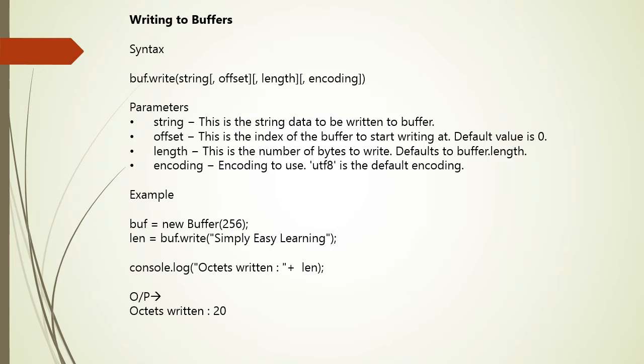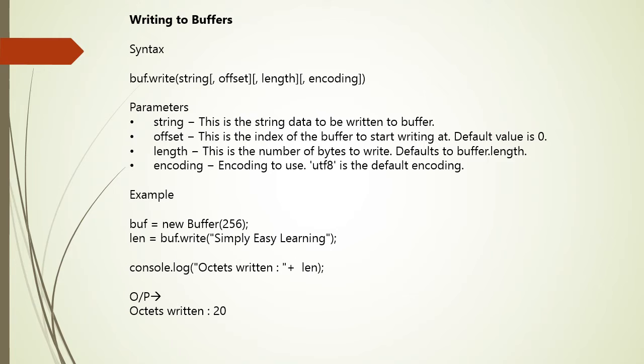Consider how to write to the buffer. Following is the syntax of the method to write into a node buffer: buffer.write(string, offset, length, encoding). Parameters. Here is the description of the parameters that we have used. String is the string data to be written to the buffer. Offset is the index of the buffer to start writing at. The default value is 0. Length is the number of bytes to write. Defaults to buffer.length. Encoding is the encoding to use. The default encoding is UTF-8.